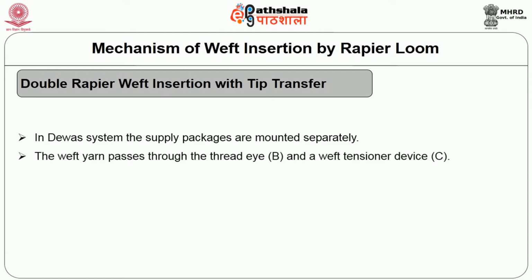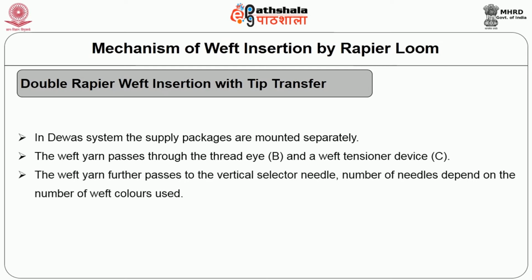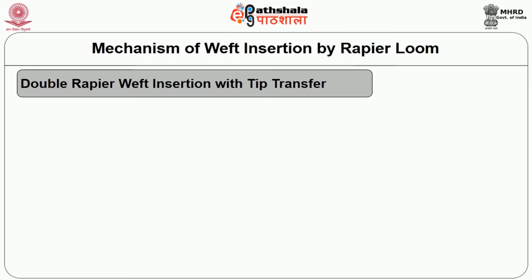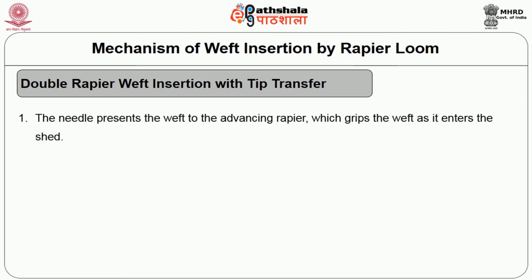The weft yarn passes through the thread eye B and the weft tensioner C. The weft yarn further passes to the vertical selector needle, the number of needles depending on the number of weft colors being used. The downward movement of the needle places the weft yarn at rapier level and is selected for pick insertion. The weft insertion cycle operation is as follows. In position 1, the needle presents the weft to the advancing rapier, which grips the weft as it enters the shed.